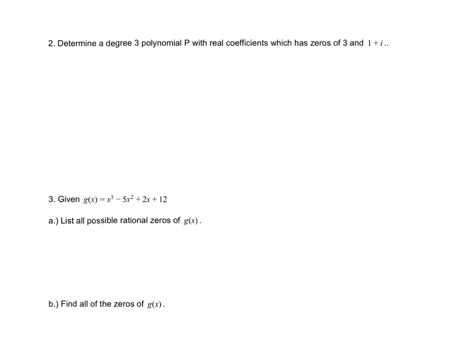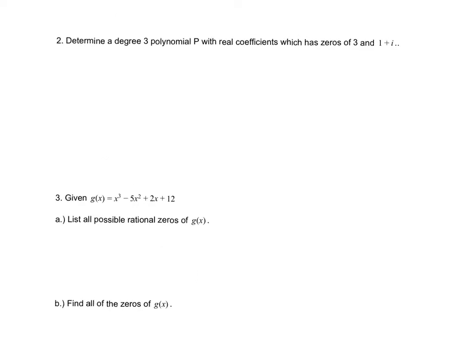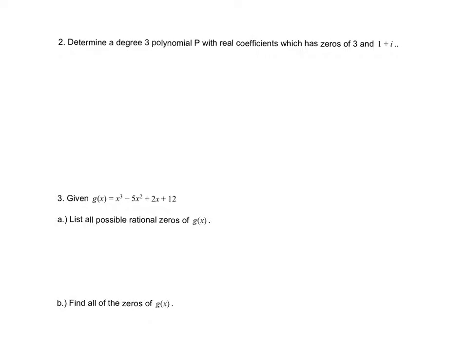Number 2, we want to determine a degree 3 polynomial with real coefficients which has zeros of 3 and 1 plus i. From the consequence of the fundamental theorem of algebra, we know the degree determines the number of complex zeros you have. If I have a zero of 3 and a complex zero of 1 plus i, I know I have to have a second complex zero, and it has to be 1 minus i. It has to be my other zero.